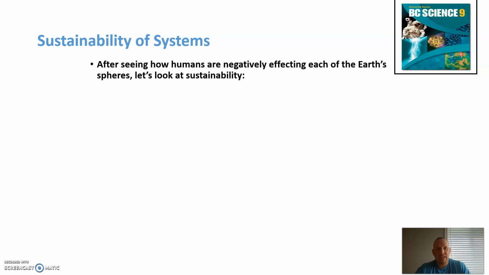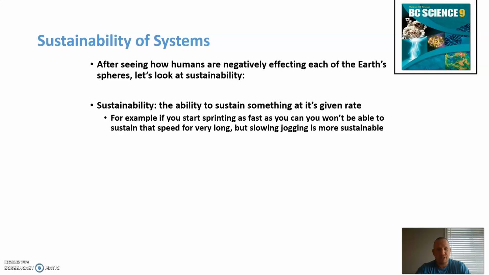So after seeing how we negatively impact each of the Earth's spheres, we're going to look at something called sustainability. What sustainability is, it's the ability to sustain something at its given rate. I'm going to start with an example. Say you're out for a jog and you start sprinting really fast. You wouldn't be able to maintain that speed for very long. Or another way of saying that, it's not sustainable. You wouldn't be able to sustain that sprint for very long. But if you slowly jogged or walked, you could sustain that pace for a lot longer.